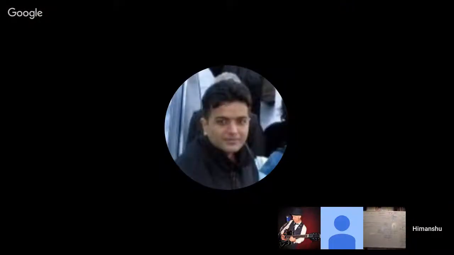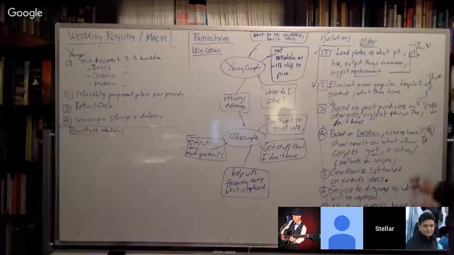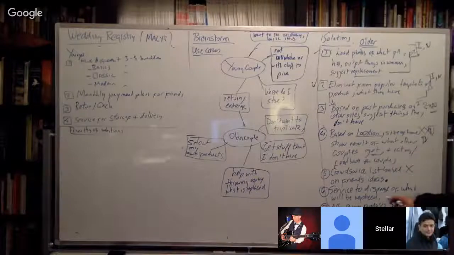Okay, so crowdsourcing, list based on friends' ideas. This is sort of nice to have, but I think that my friends wouldn't know what I need in my home. Yeah, exactly. So in terms of impact, lower. Service to dispose of what will be replaced. Yeah, that's a nice to have, but it's not as impactful.